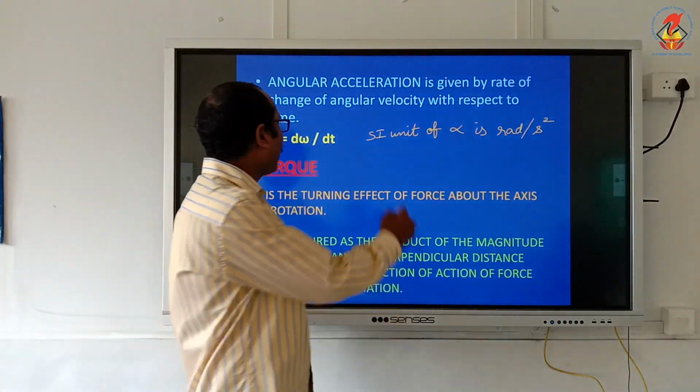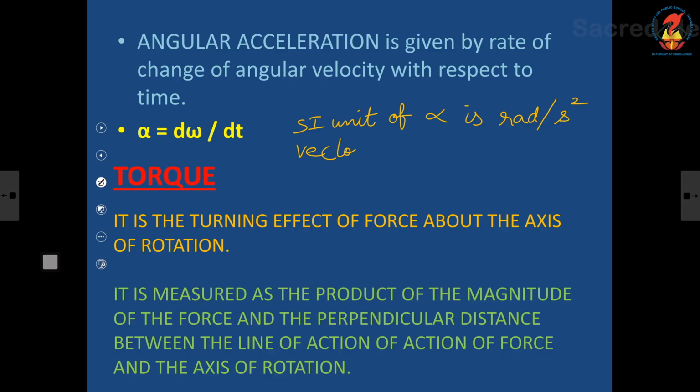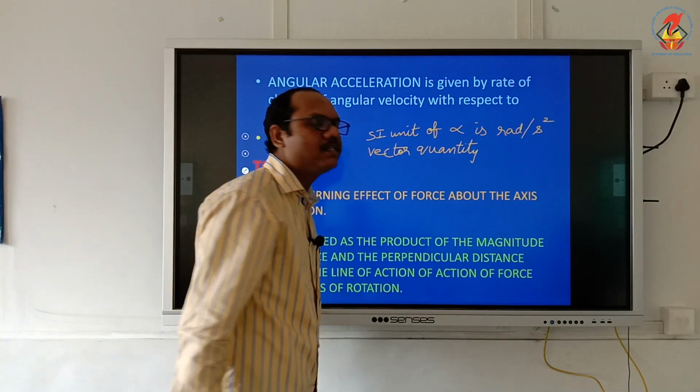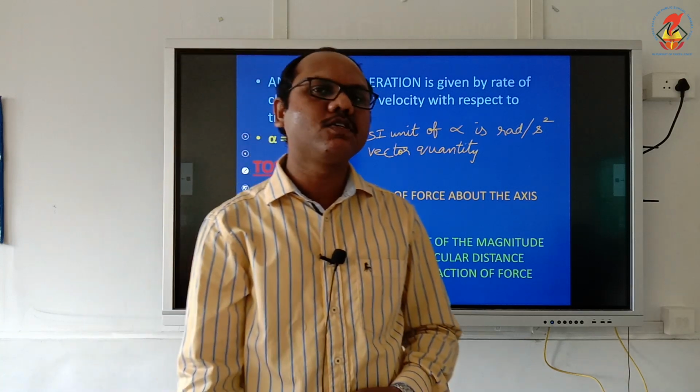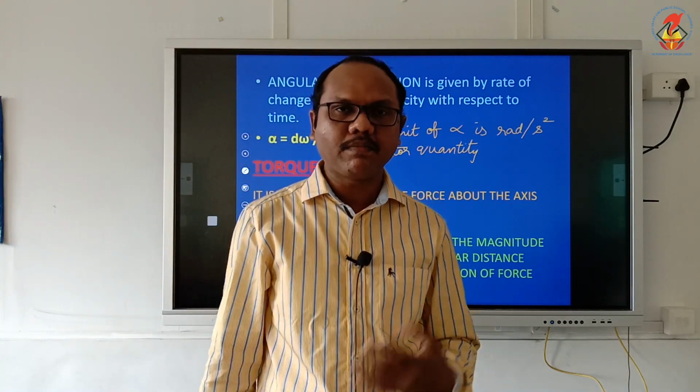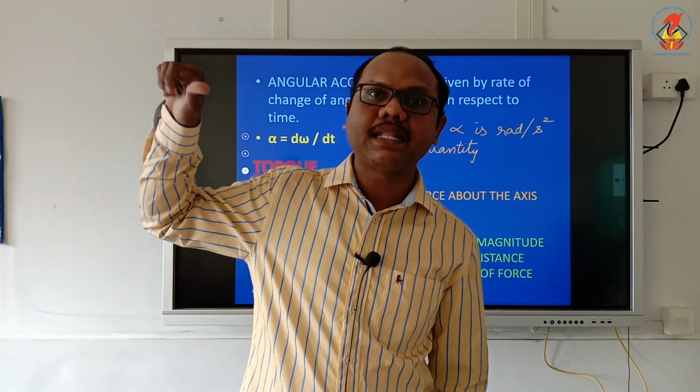Alpha is also a vector quantity and it is also an axial vector. That means the direction is given by the right hand thumb rule.